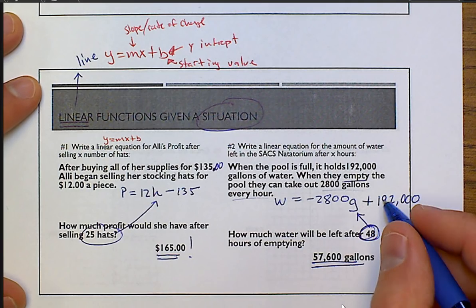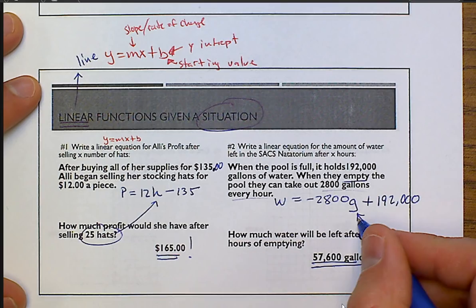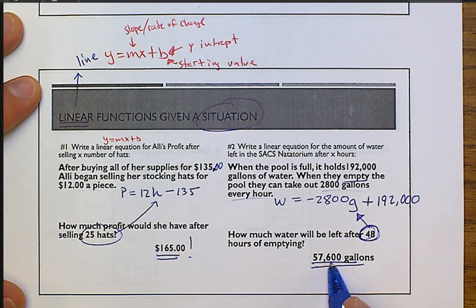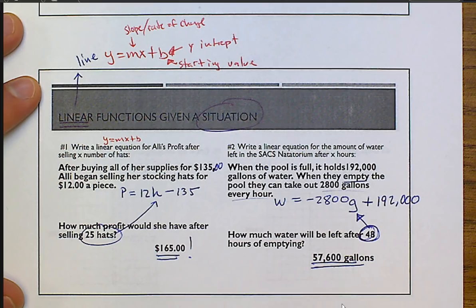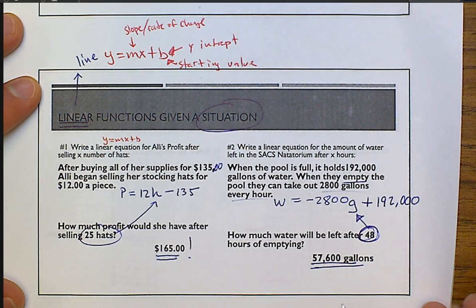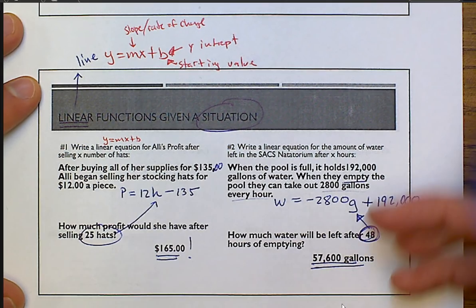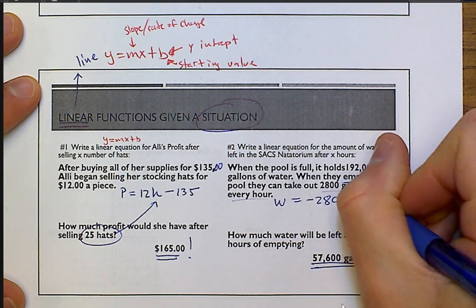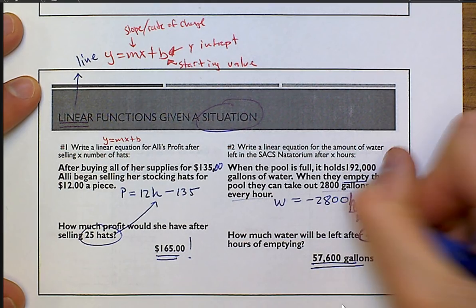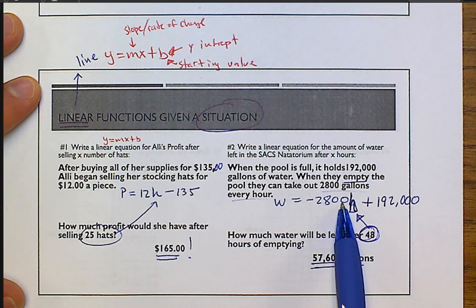After 48 hours, we should be getting 57,600. You can do the calculations there on your own. I should have put an H probably, not a G. Make that an H: 2,800 gallons per hour. There's your rate.